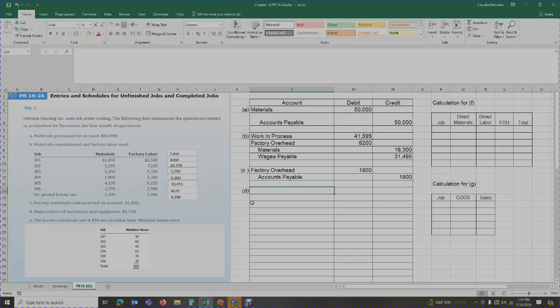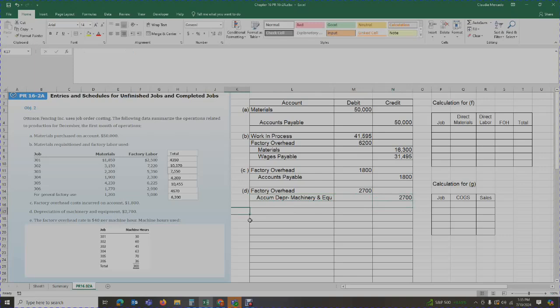So we have factory overhead of $2,700, and we are going to offset that against our accumulated depreciation for machinery and equipment of $2,700.